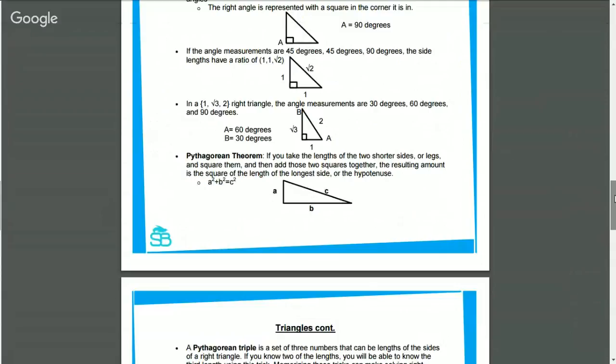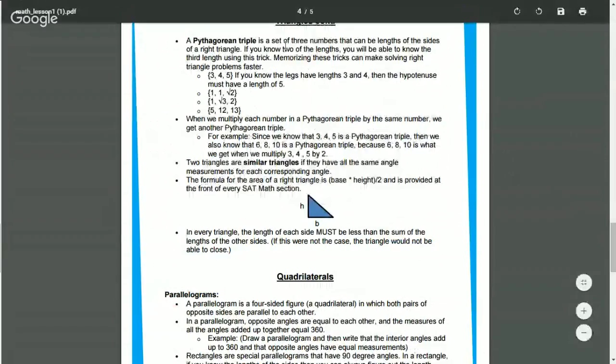So some more things: a Pythagorean triple is a set of 3 numbers that can be side lengths of the sides of a right triangle. If you know 2 of the lengths, you will be able to know the third length using this trick. So this is basically the same. It's also very helpful to know. So we have the 3, 4, 5 triangle. It shaves off a couple seconds to find a hypotenuse, but you can also just use the Pythagorean theorem. The same thing with the rest. You can memorize them, or you can just use the Pythagorean theorem on the test.